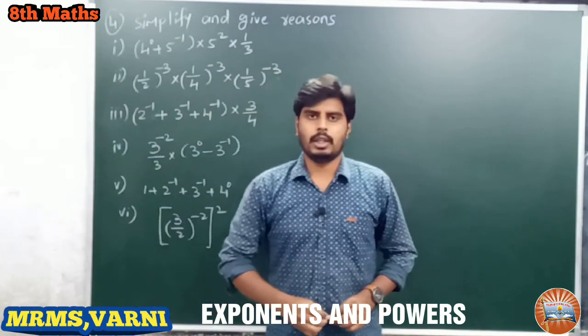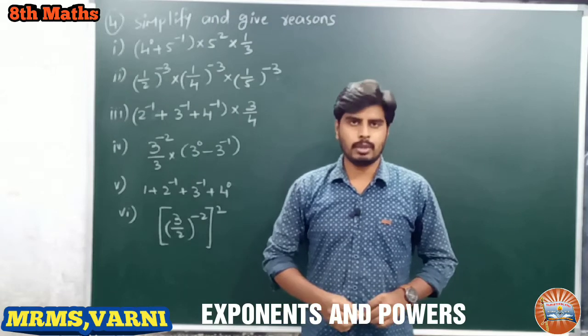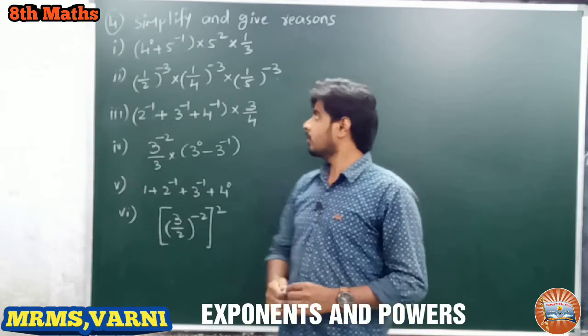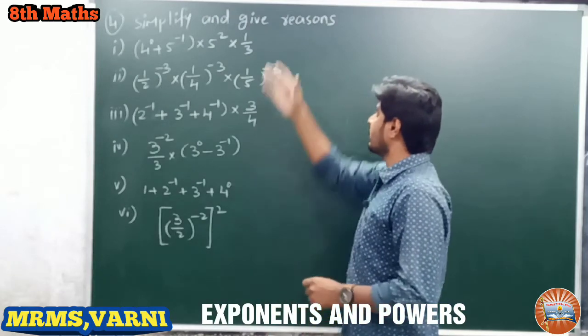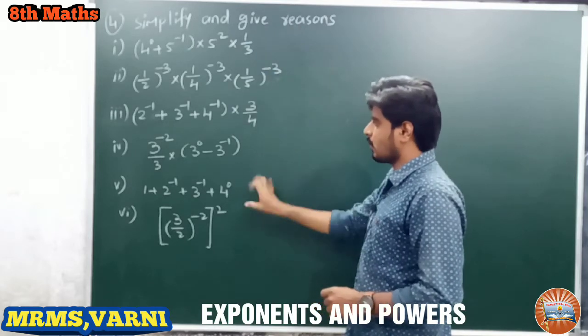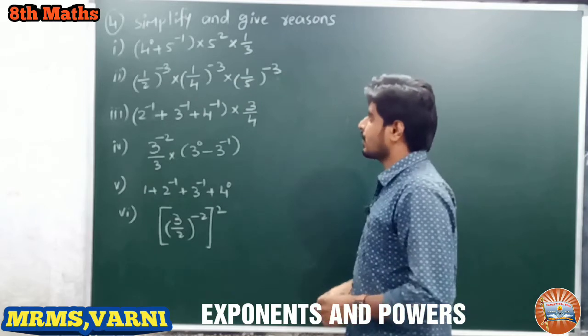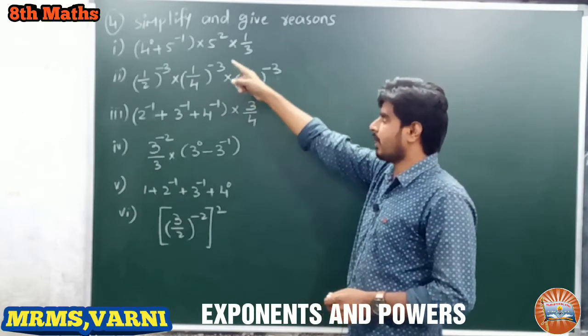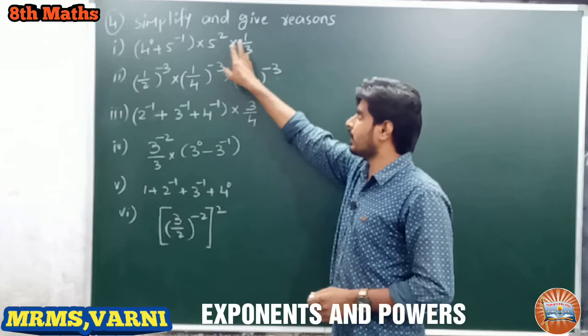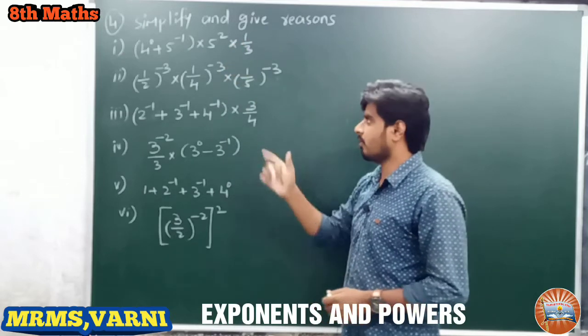Now exercise 4.1 problem number 4. Look at the question. Simplify and give reasons for these 6 questions. We have to simplify these 6 questions here. Look at the first one: 4 power 0 plus 5 power minus 1 into 5 square into 1 by 3. We have to simplify the first one.